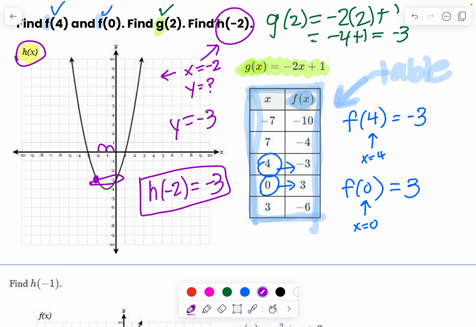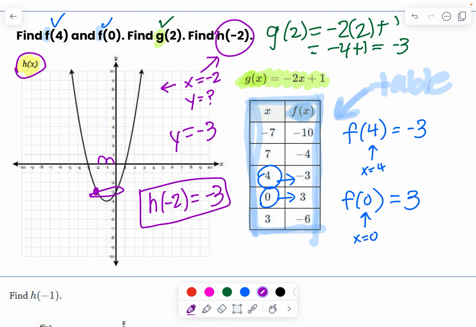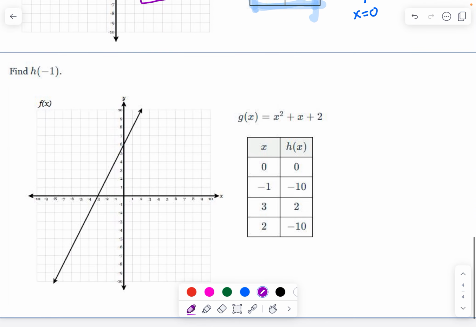That was a little tricky because I combined all three of the ideas, but I think it was a good review. We know how to evaluate with an equation. We've been working with evaluate given a graph, and now we know how to evaluate with a table.